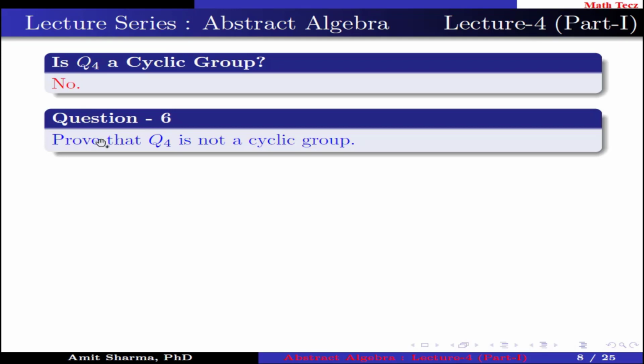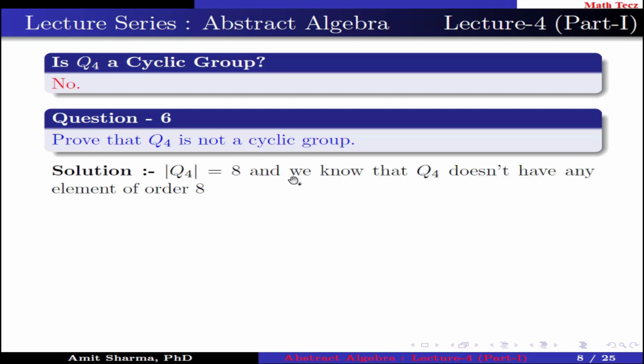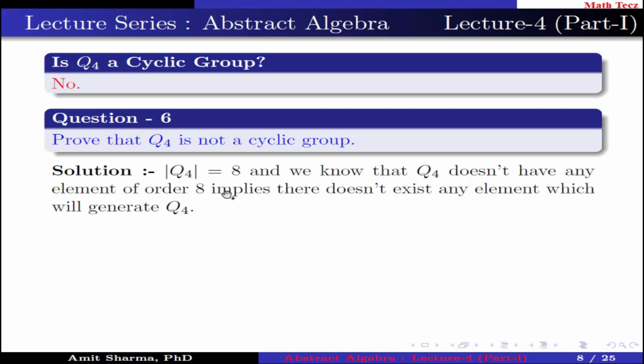Question number 6. Prove that Q4 is not a cyclic group. The order of Q4 is 8 and we know that Q4 doesn't have any element of order 8, implies there does not exist any element which will generate Q4, implies Q4 is not a cyclic group.